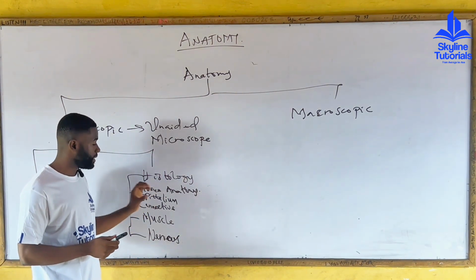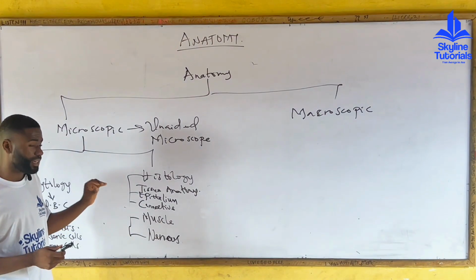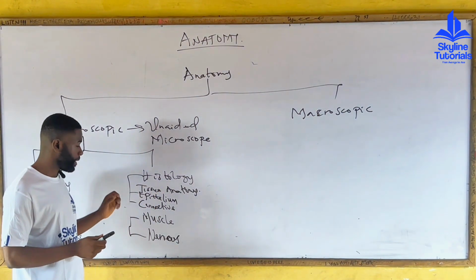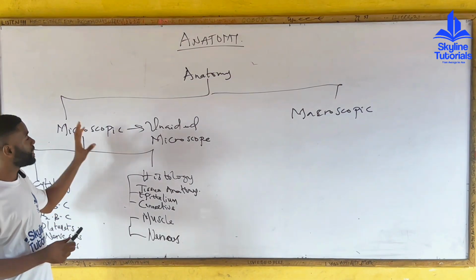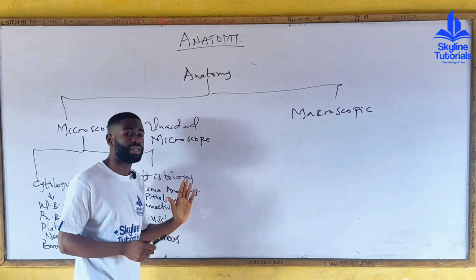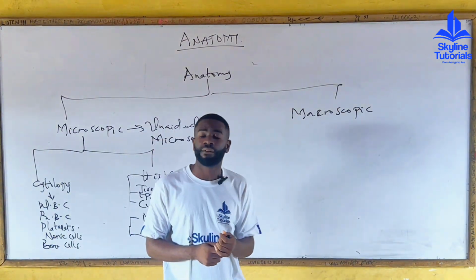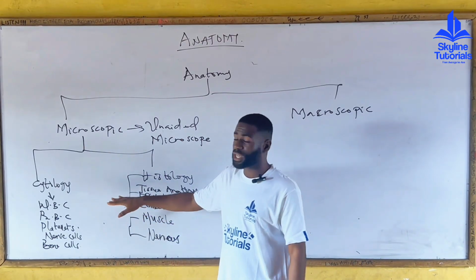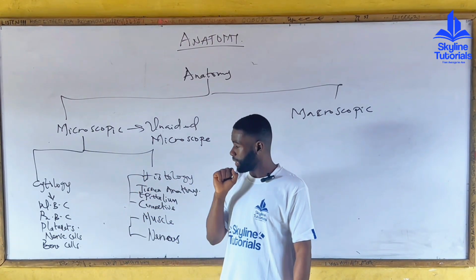When I look at these tissues individually and study them, it is regarded as histology. Take note of that. So that's it for microscopic anatomy, the study of small structures like cells and tissues which cannot be visualized with an unaided eye.